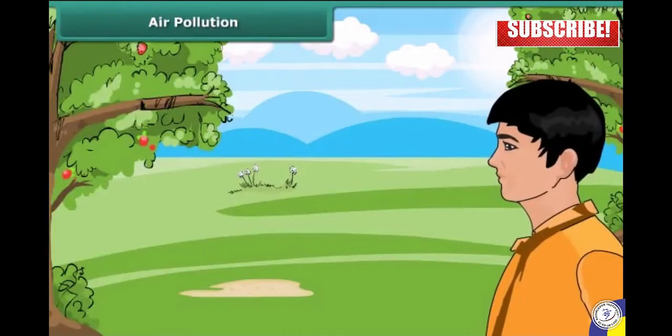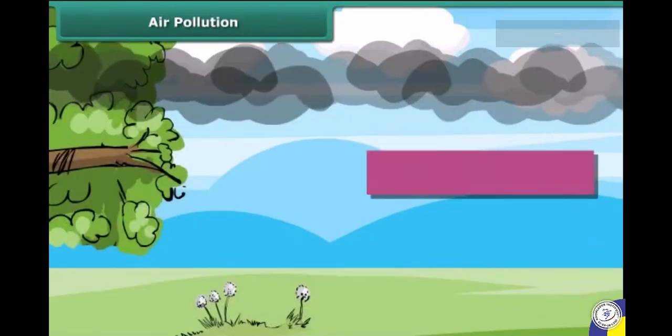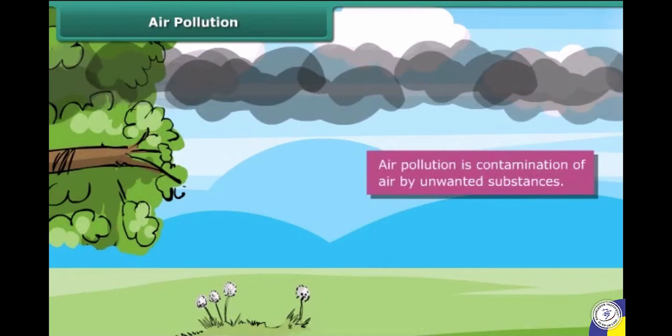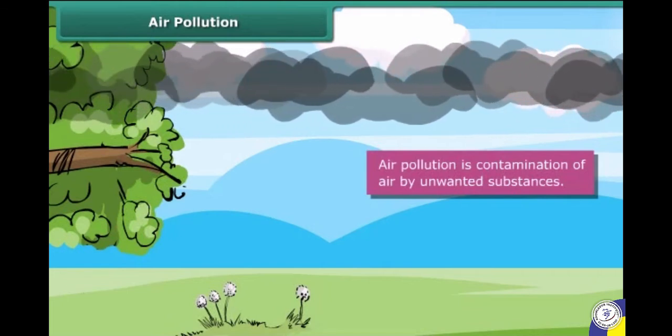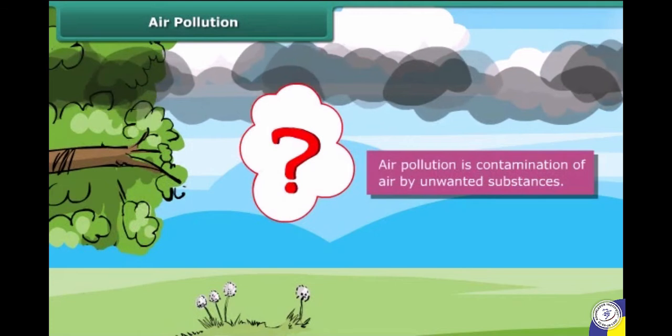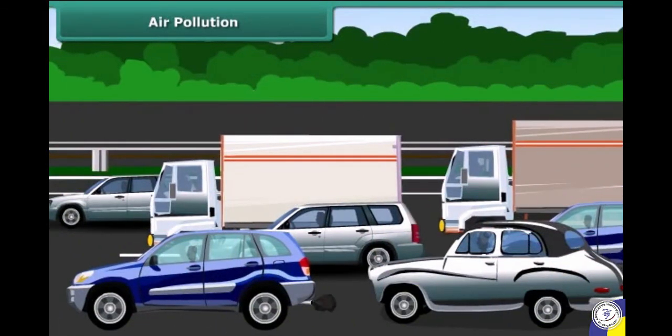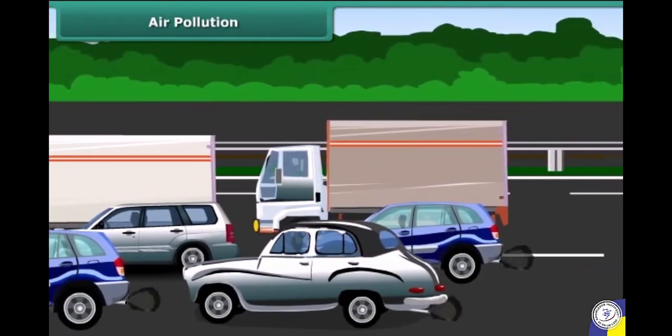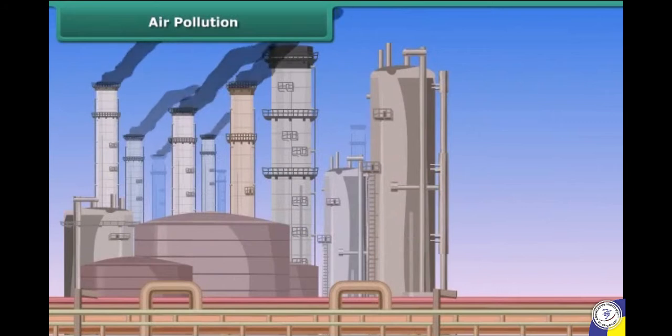Air is necessary for our lives, but air is getting polluted day by day due to the presence of unwanted substances in it. Now you would like to know where these substances come from. These are released when fuels burn in vehicles or factories, and power plants produce them as gaseous wastes.